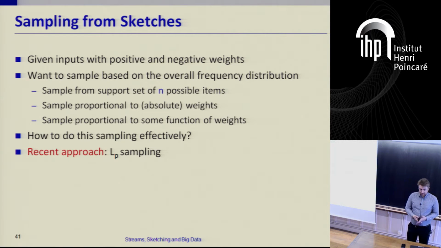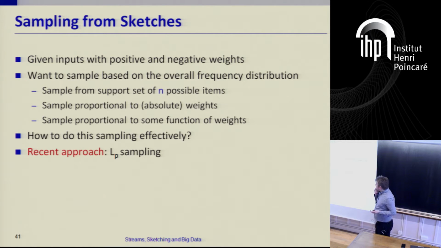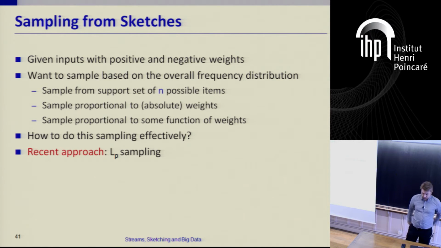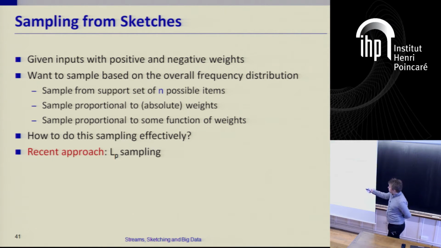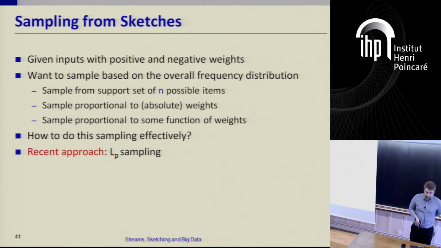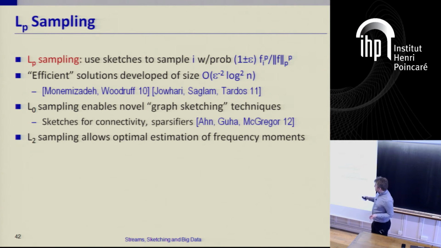Right. So again, we're seeing an input distribution in this general case where we may have positive and negative values. We want to sample elements based on the frequency distribution. So what's the kind of sampling I might want to do? I might want to just sample from the support set, so sample from the elements that occur with non-zero frequency. Might want to sample proportional to the weights or proportional to, let's say, the square of the weights. So how do you do this? You essentially use these sketching ideas in a compositional manner to build techniques that let you do this sampling.